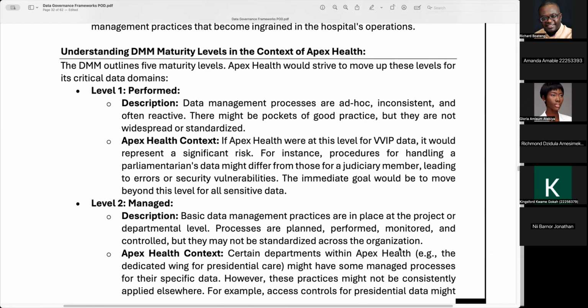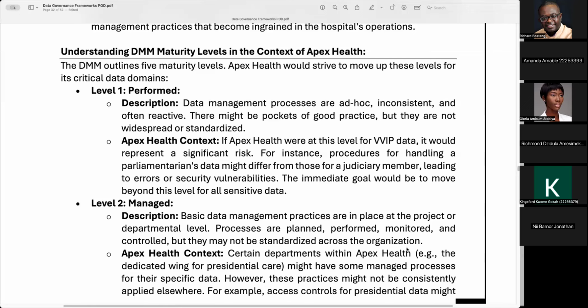Processes are planned and monitored at a local level, but they aren't standardized across the entire hospital. Maybe some units, like the dedicated presidential wing, might have informally reached this level for their own procedures, but consistent enterprise-wide maturity is the goal. And level 3, defined. You said this is a key target.